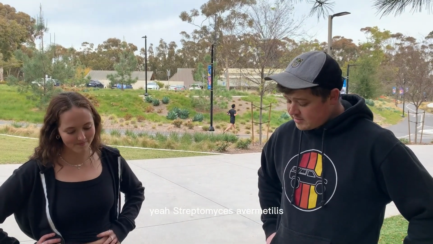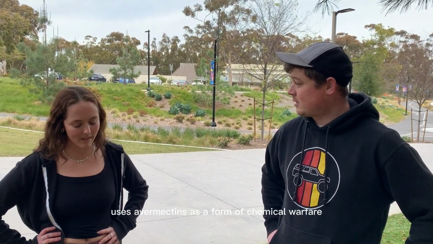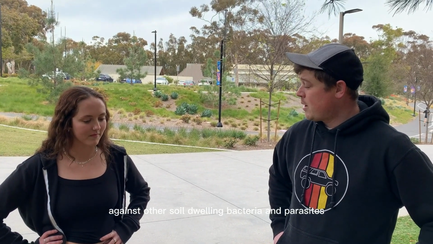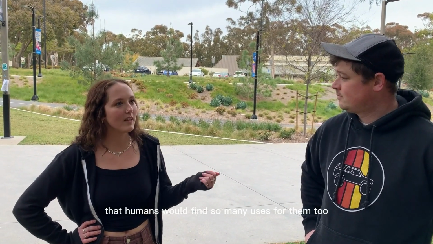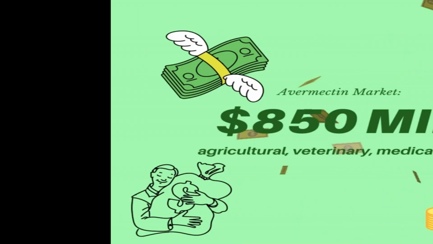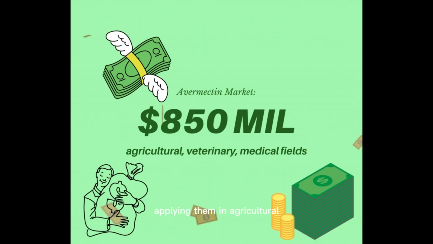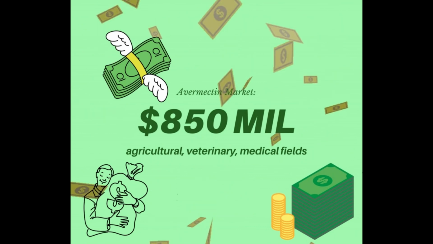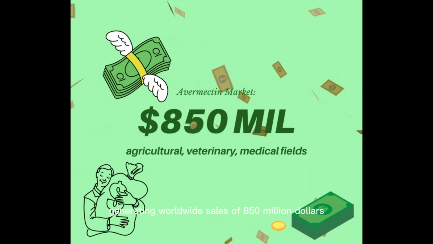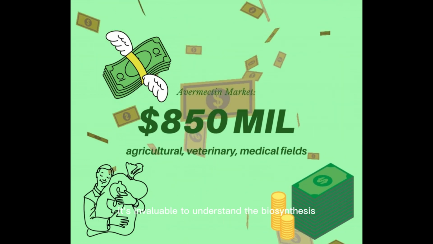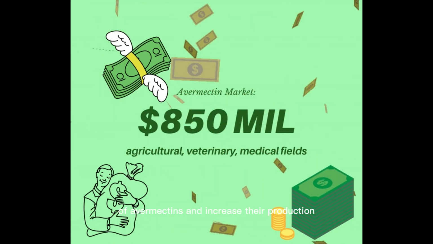Yeah, Streptomyces avermitilis uses avermectins as a form of chemical warfare against other soil-dwelling bacteria and parasites that compete for resources. And who knew that humans would find so many uses for them too? Humans really have found many uses for avermectins, applying them in agricultural, veterinary, and medical fields, generating worldwide sales of $850 million. It's invaluable to understand the biosynthesis of avermectins and increase their production.